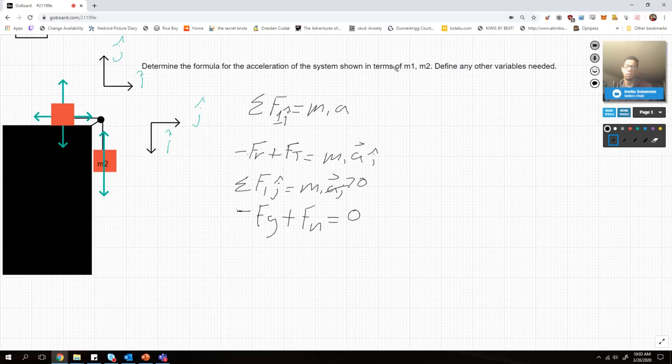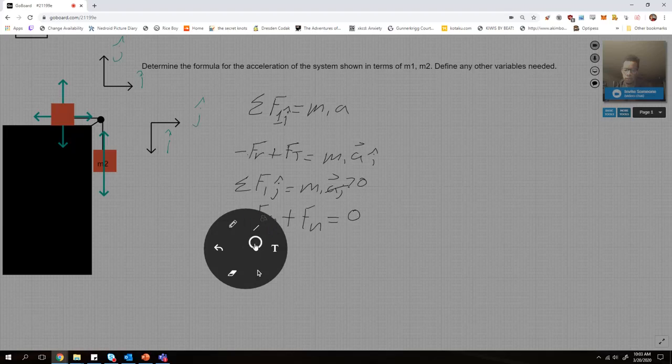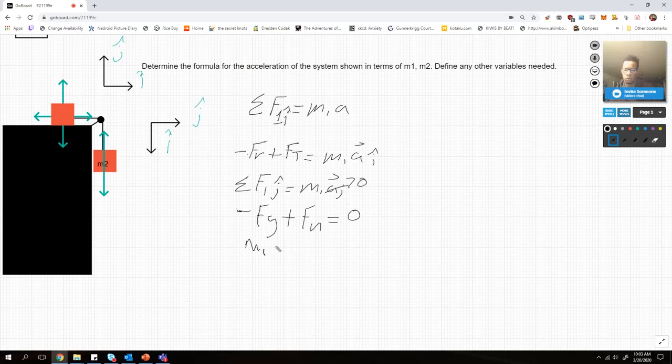Now the next step is that my question asks for the acceleration of the system in terms of m1 and m2. So I need to figure out how to expand Fg and Fn in terms of mass. But I know the expansion of force of gravity is mass times the constant g. So negative mass 1 times g plus force of normal, which we don't know, but we know it has to be equal to 0. So this is what I end up with. And now I can solve for force normal. So force normal is going to be equal to m1g. So now I've written my force normal in terms of mass m1.